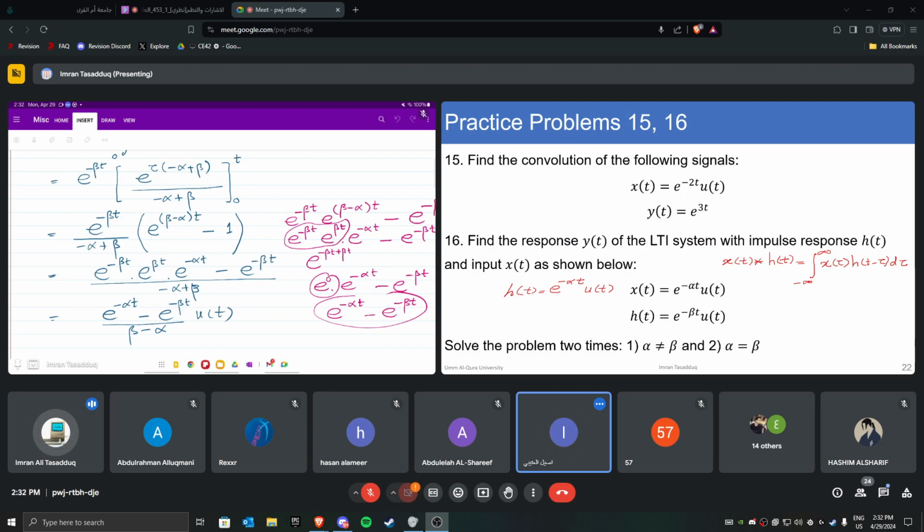Yes, of course, there is still integration. T but minus not zero. It won't be like this. It will be e to the power minus alpha t multiplied by t. Yes, exactly. Okay, mashallah, very good.